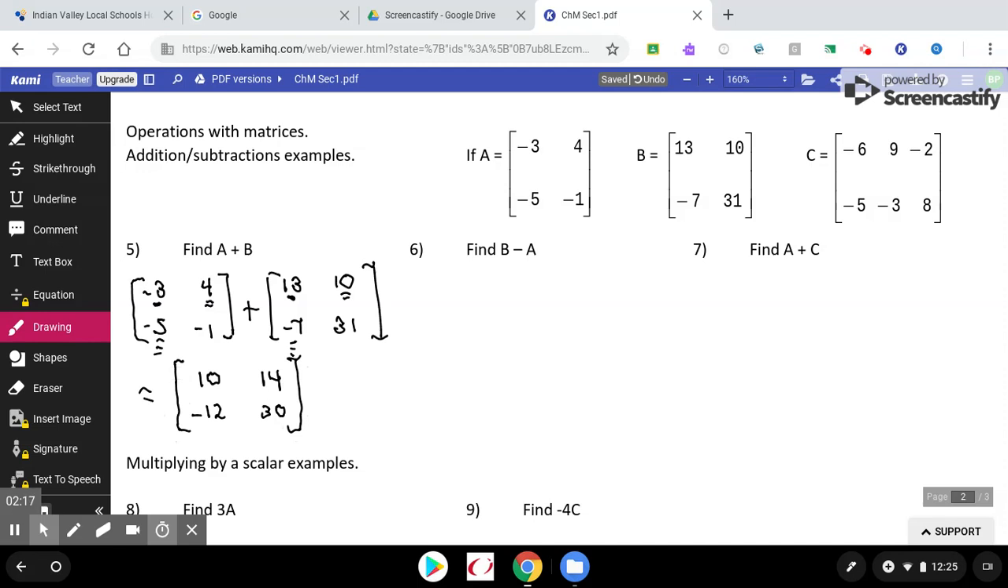So for B minus A, I'm not going to rewrite them. That's just going to be a pain. You don't have to do that either. You just have to subtract them. Now be careful though. It is B minus A, not A minus B. So I want the B number minus the A number.